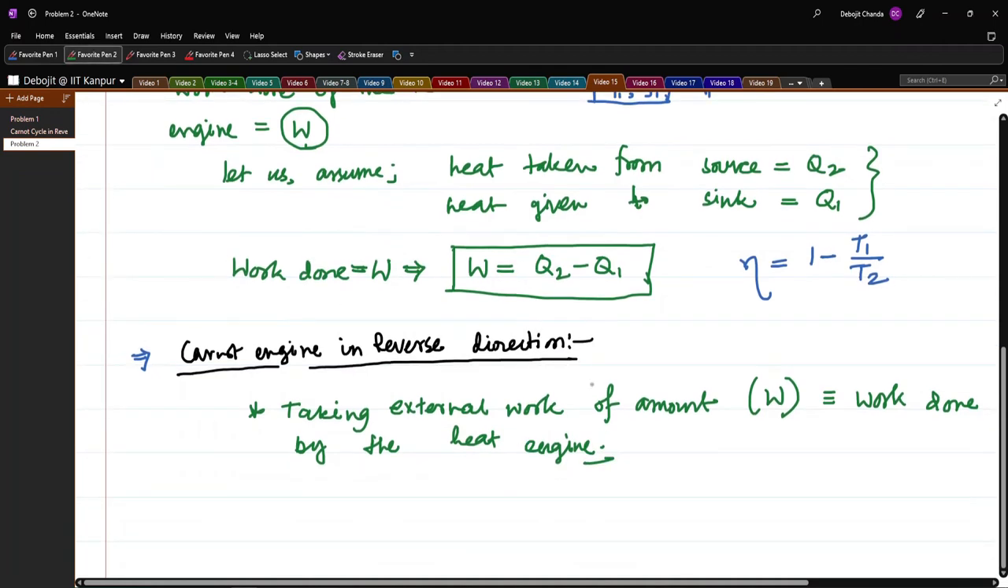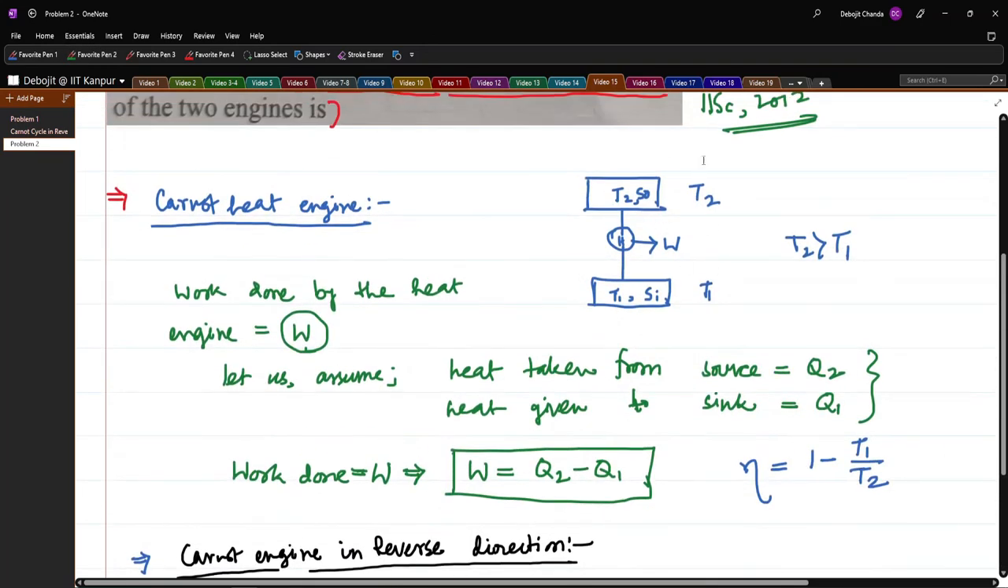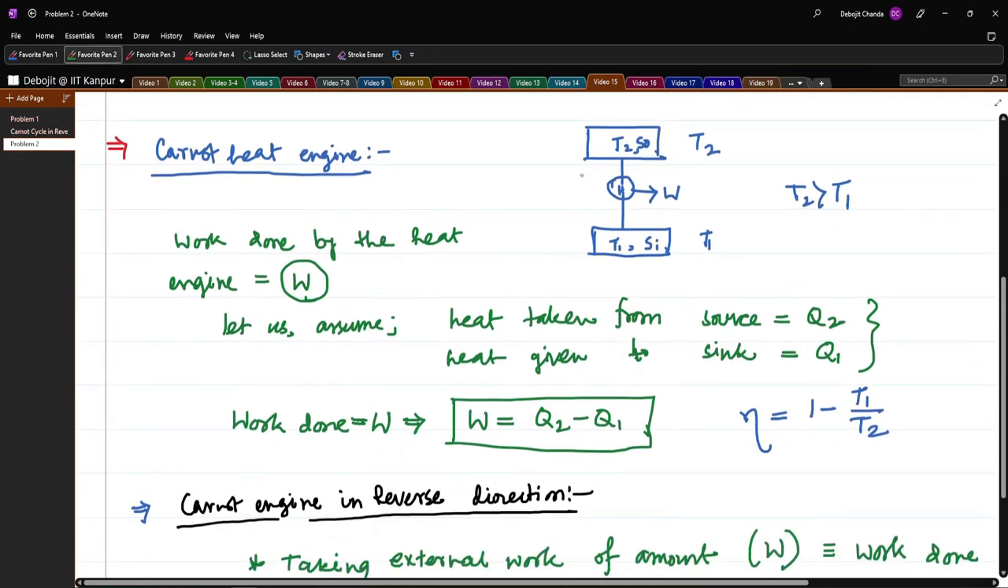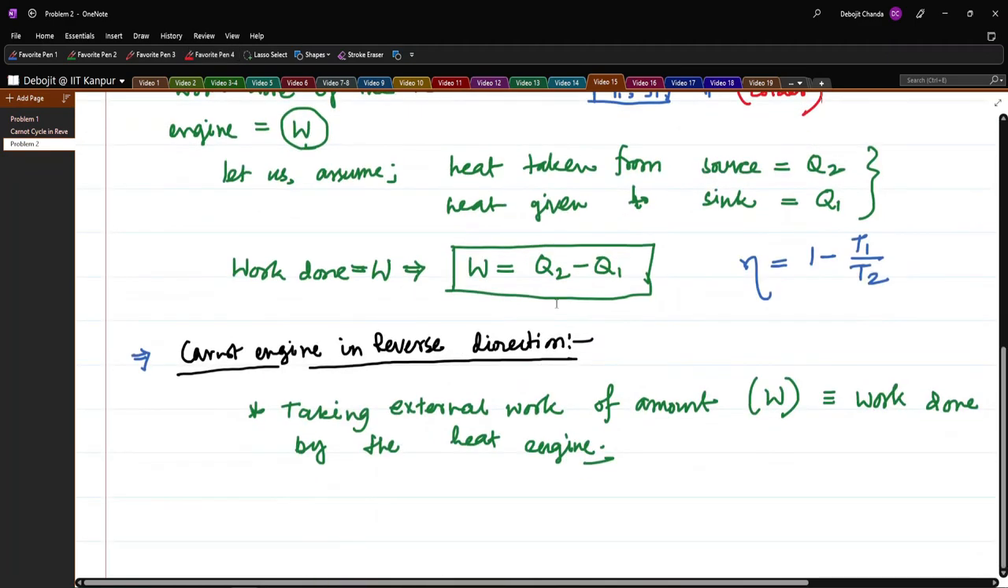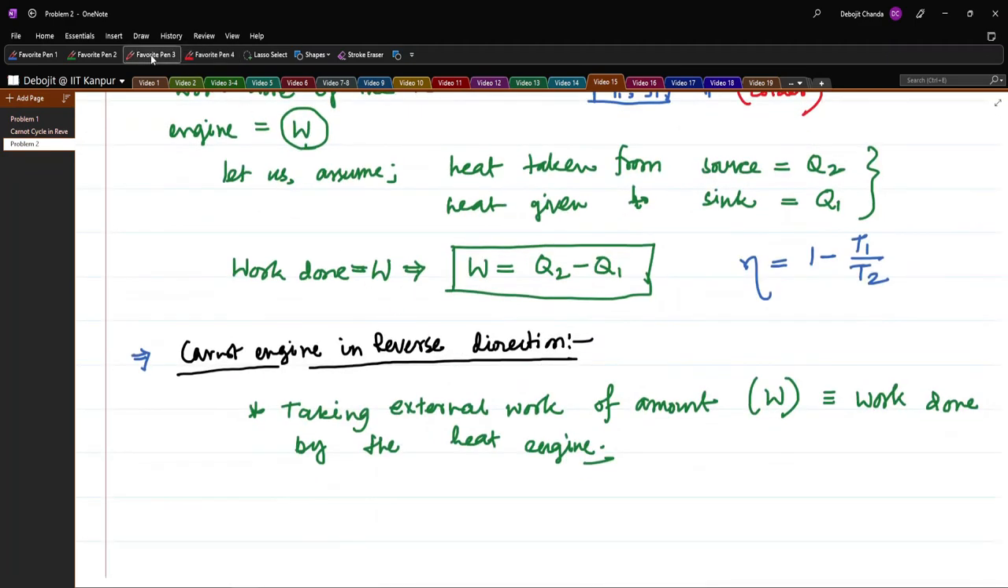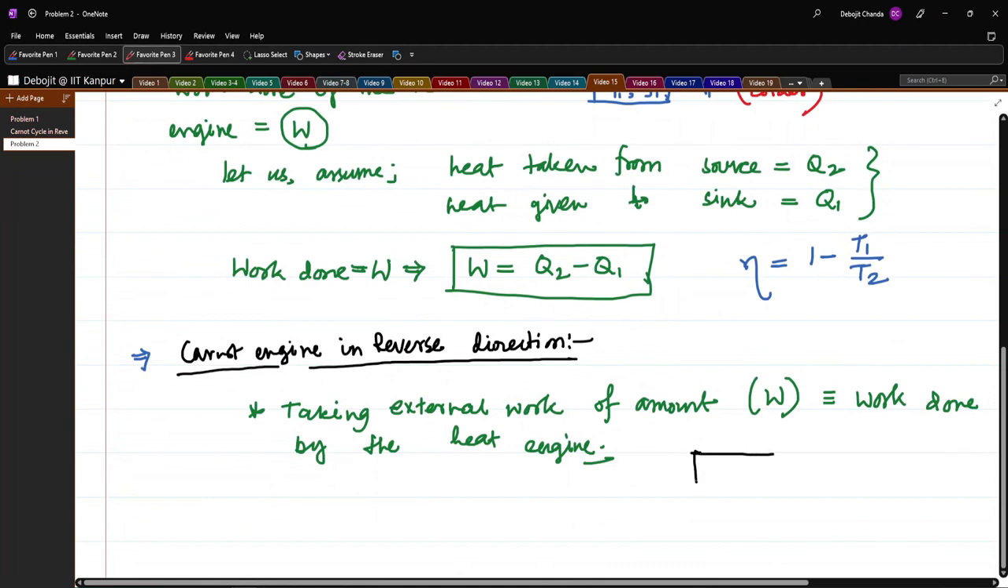So this is taking this much amount of work and working between the same reservoirs, which is T1 and T2. So let me also write it here. This is the hotter one and this is the colder one. Okay, so let us draw the diagram for this also, which is working in the reverse direction.